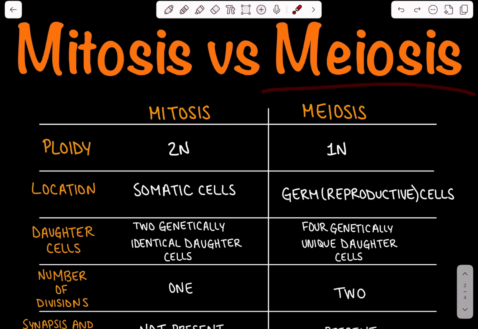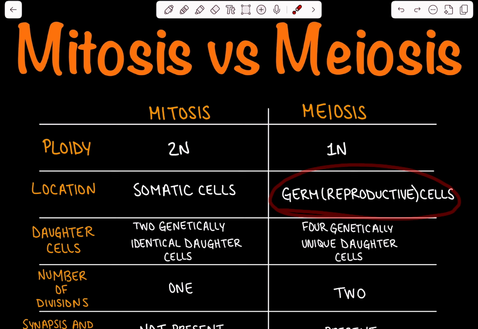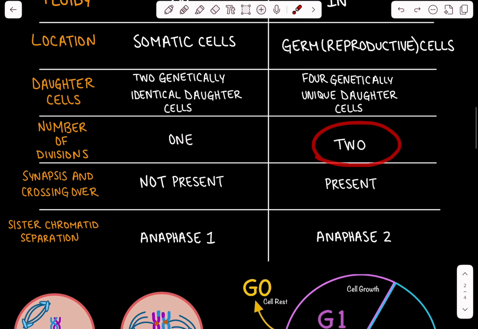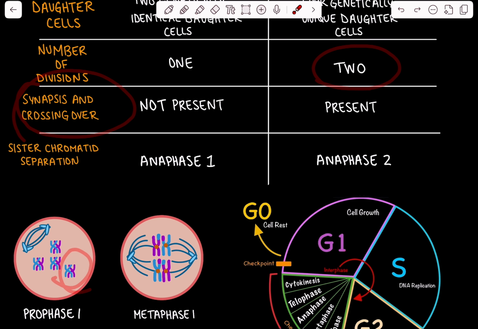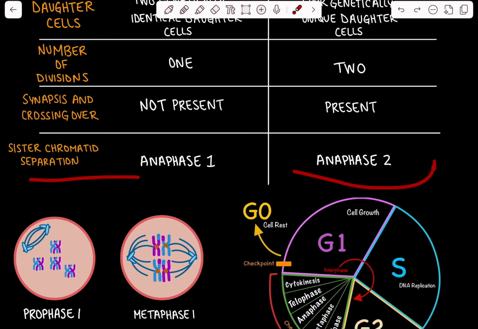Whereas in meiosis, you're producing 4 genetically unique haploid daughter cells. It occurs in germ or reproductive cells because you want to produce gametes. There's 2 rounds of division. You see that synapsis and crossing over occur, so you can increase genetic variance, and the sister chromatids separate during anaphase 2.